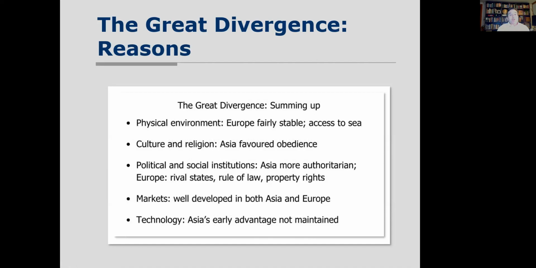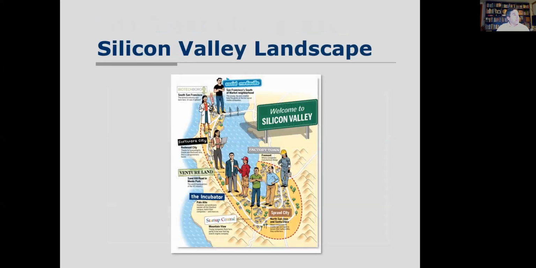So some of the reasons for this Great Divergence, just to summarize: we had differences in physical environment, culture and religion, political and social institutions, markets were fairly well developed in both regions, and an early advantage of technology in particular by Asia was not maintained. And in particular, the central argument is that that technology advantage, the new invention, was not applied across the board in society, and hence did not innovate. So a difference in innovation is one important reason for that Great Divergence.